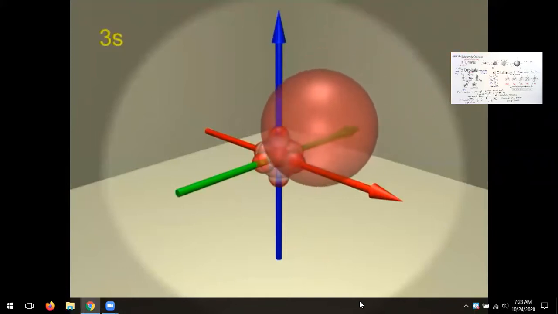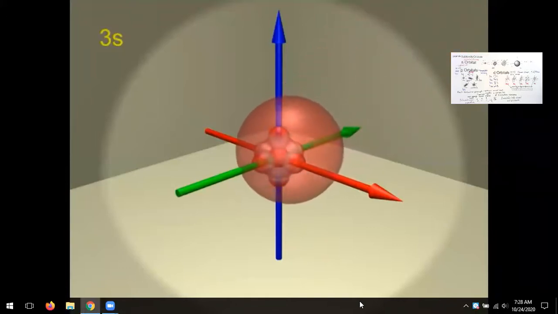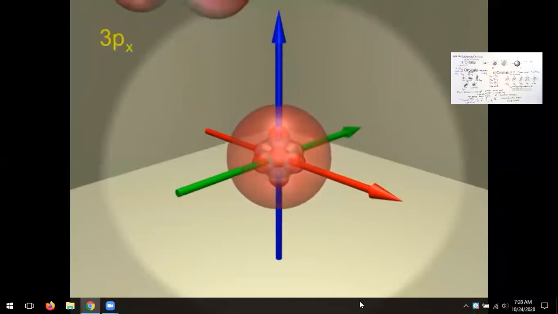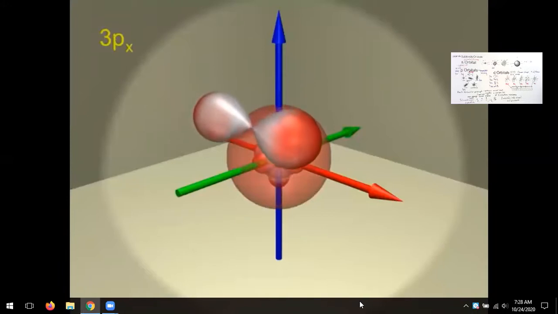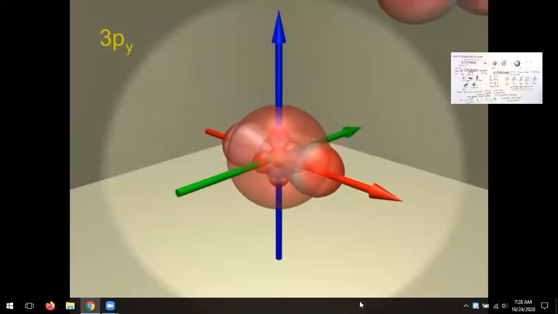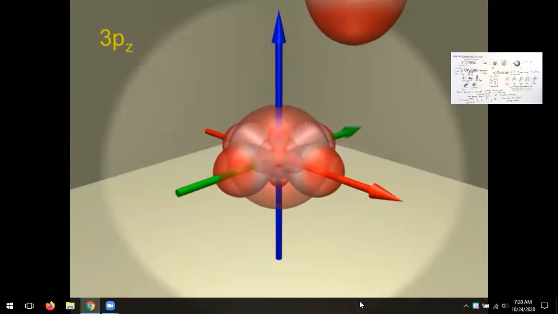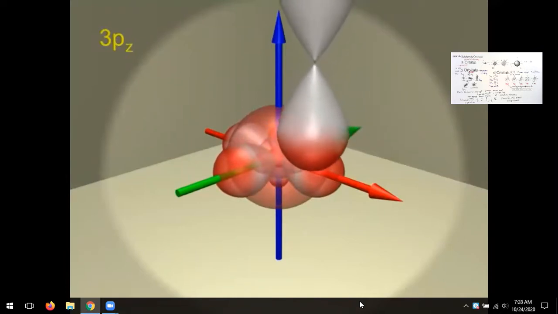Now I start with the third energy level. Here's the 3s. That's going to follow with p's. So I'm going to do my 3px, and notice it's further away from the nucleus, because we know that n equals 1 is closest, n equals 3 is going to be much further away. And even though it's the third energy level, the p orbitals orient themselves in the same way.